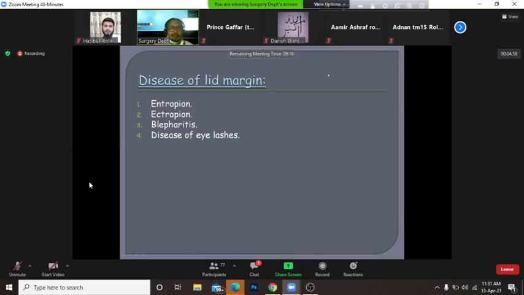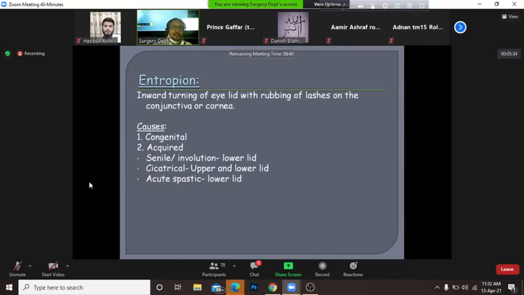Disease of the eyelid margin. What diseases can occur in the lid margin? Entropion, ectropion, blepharitis, and disease of the eyelashes. Entropion is inward turning of the eyelid margin. Ectropion is outward turning of the eyelid margin. Blepharitis is inflammation of the eyelid margin. And eyelashes may fall, may become misdirected, may become white. So many diseases. We are coming to the point.